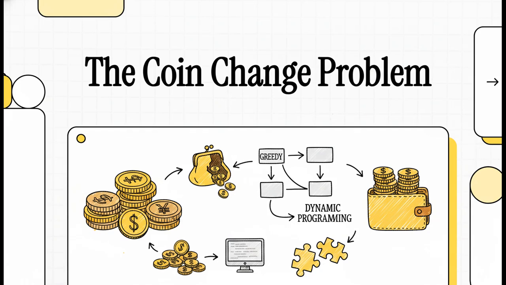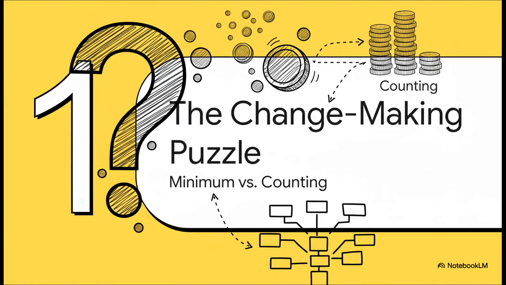Okay, let's dive into one of the absolute classic computer science puzzles. You see this thing everywhere, from coding interviews to real-world problems, and today we're going to break it down. So first things first, what problem are we actually trying to solve here? Because you'll see, it comes in a couple of really important flavors.